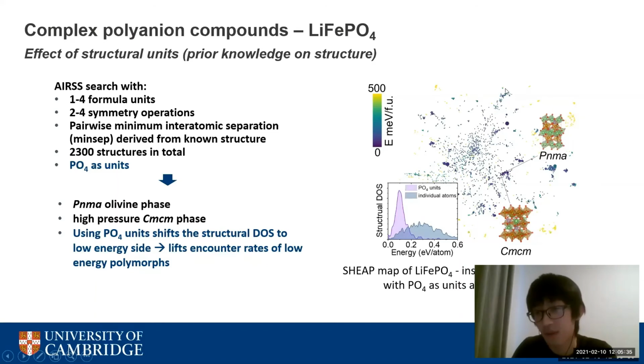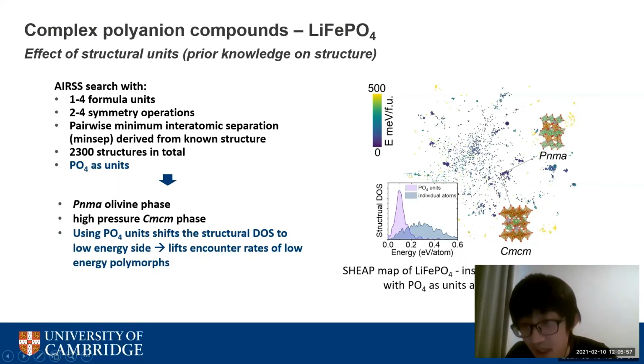Here are the results for lithium iron phosphate. We were able to find the Pnma olivine phase, which is the one we use in our batteries. And we were also able to find a high pressure Cm phase. These two phases have been confirmed by experiments.